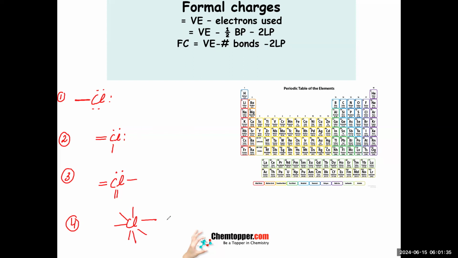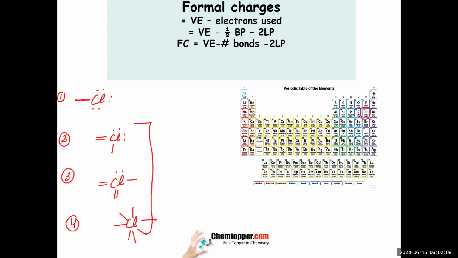So you can see chlorine like this. Which one is exactly with 8? The first one. The rest all are with expanded octet. You can see here how many electrons. So why is it so? Because chlorine can have an expanded octet.